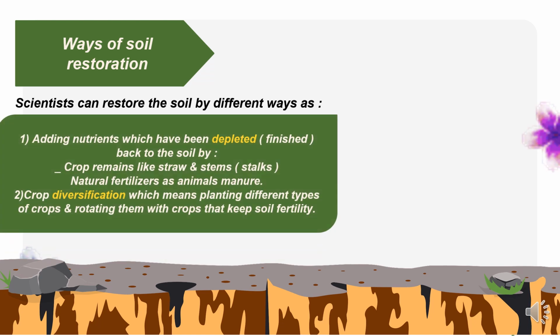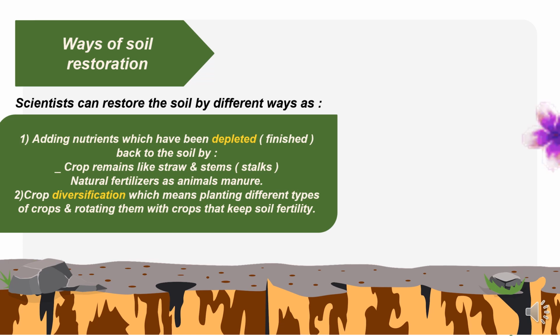And now, primary 6, if I ask you, do you think there is any way to restore the soil? Think with me 1 minute. Again, the question: do you think there is any way for soil restoration? Surely there's going to be hope, as scientists, primary 6, can restore the soil in different ways, as they may add nutrients which have been depleted or finished back to the soil.